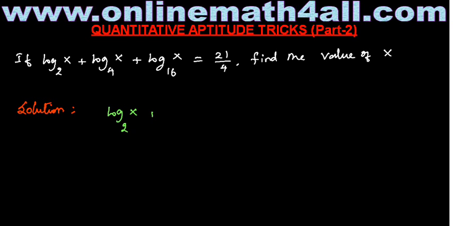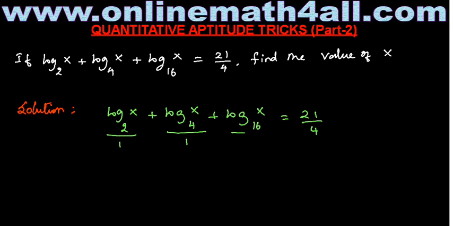Log x to the base 2 plus log x to the base 4 plus log x to the base 16 is equal to 21 over 4. Here for each logarithm I assume there is a denominator 1, because for any value there is a denominator 1. Usually we don't write the denominator 1, but even for 2 there is a denominator 1, because when you divide 2 by 1 it will be 2. So I assume there is denominator 1 for each logarithm.